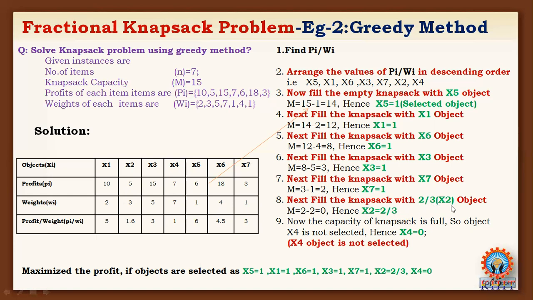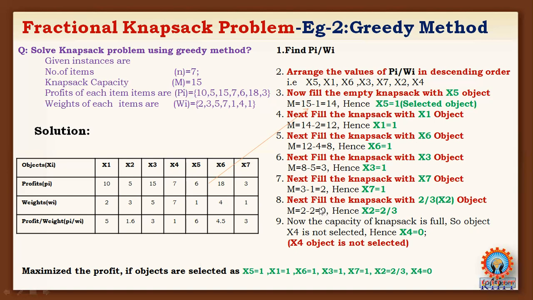If I can place X of 2 item in the knapsack, the capacity of the knapsack is 0. Hence, the fraction value of X of 2 is equal to 2 by 3. In the above cases, I have selected the complete items for X of 5, X of 1, sixth item, third item, seventh item. These items I have placed in the knapsack completely, but the fraction item X of 2 I can place here.